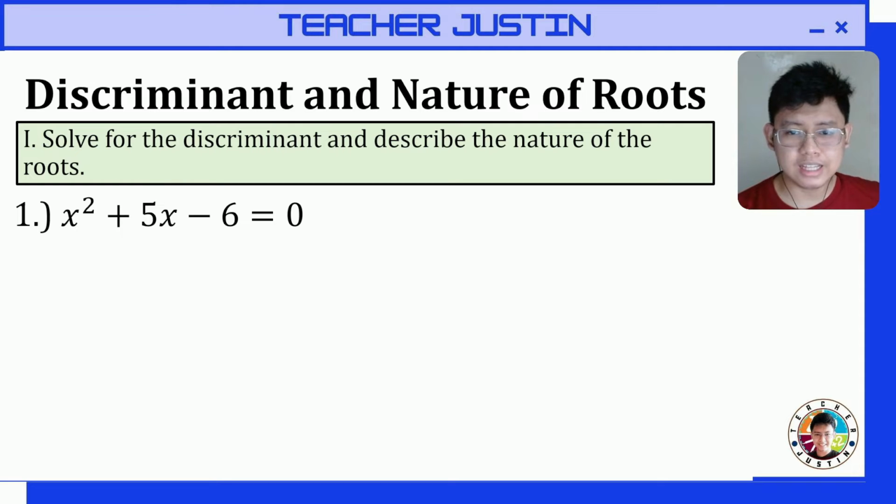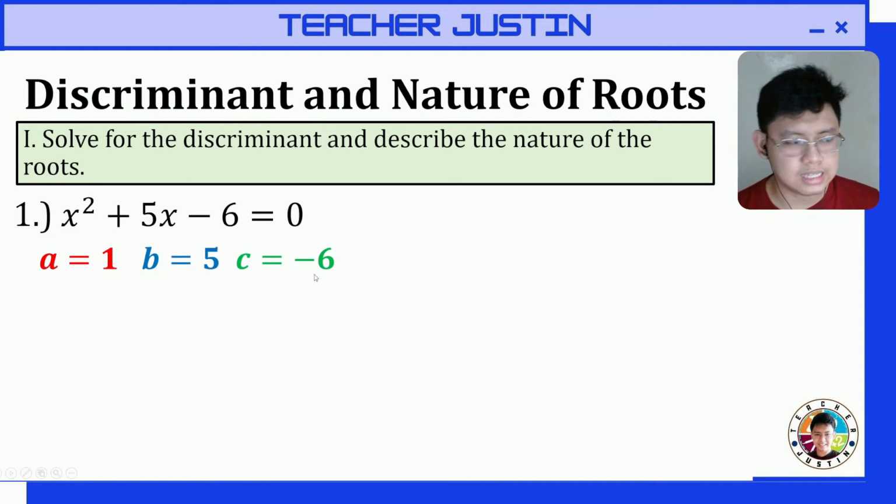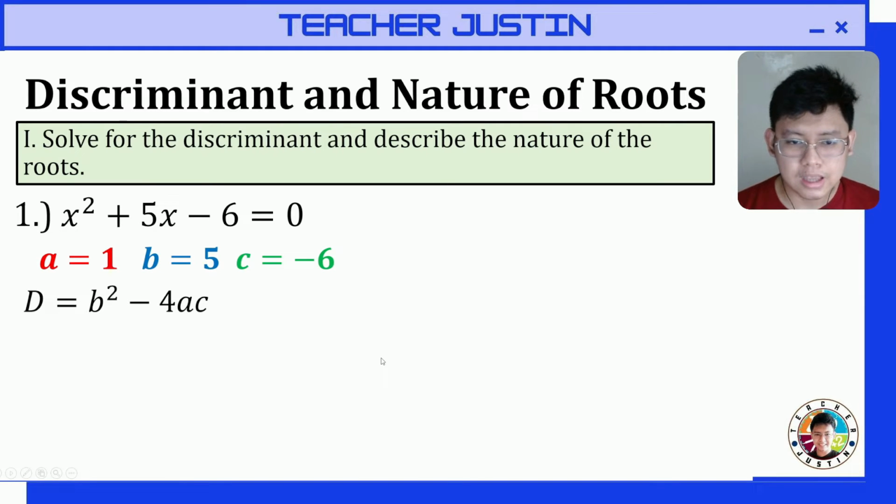Let's identify the discriminant and describe the nature of roots of this quadratic equation. So, meron tayo ditong x squared plus 5x minus 6 is equal to 0. So, ang first step natin is let's solve for the discriminant. Kunin natin yung values ni A, B, and C. Yung A natin is positive 1, yung B natin is 5, and yung C natin is negative 6.